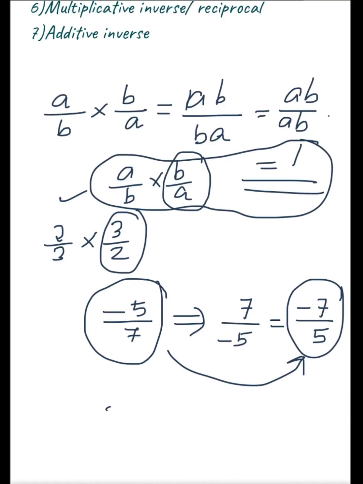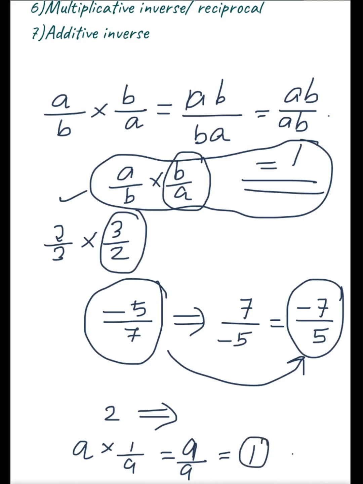Suppose this is our number 2. Then you are asked to find the multiplicative inverse or reciprocal of 2. Then how will you find it? What is the reciprocal of 2? In this case, you know that suppose I am taking a. a into 1 by a is equal to what? 1, isn't it? a into 1 by a means a by a, which is equal to 1. We are getting the product as 1 here. That means when you are multiplying a with 1 by a, you will get the result as 1. So 1 by a will be the multiplicative inverse of a.